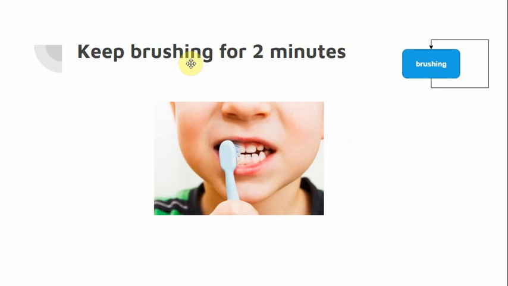Another example is keep brushing for 2 minutes. So, we keep moving the brush up and down until there are 2 minutes. So, we might do this several times, maybe 20-30 times, but our condition is 2 minutes. Here we keep brushing again and again until 2 minutes are met.